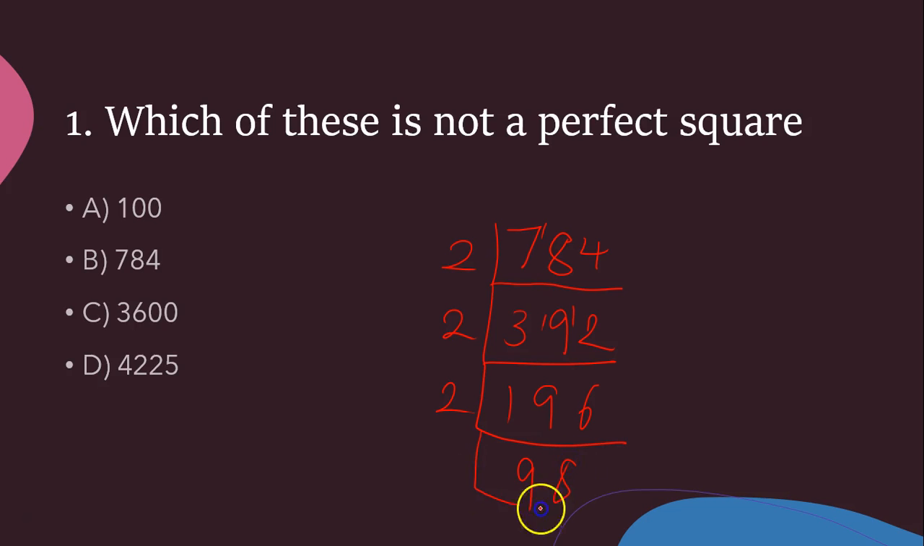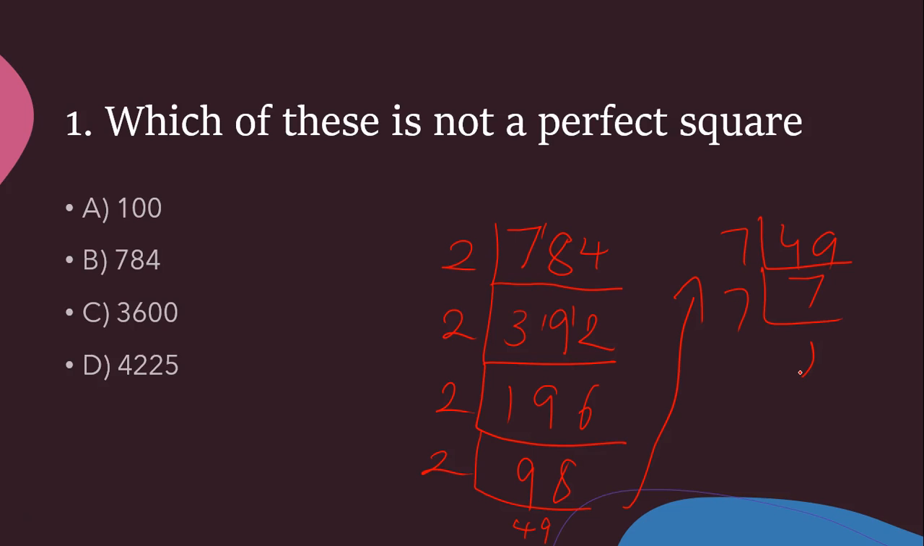We get 98. This again by 2. We get 49, I think. 49 plus 49 is 98, yes. And now let's put 49 up here, continuing from here. 7 goes into 49, and that remains 7, 7, 1.